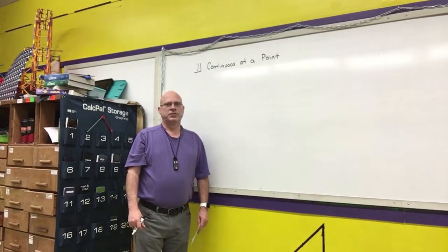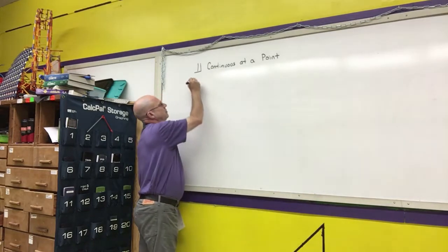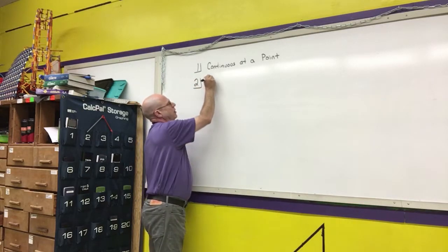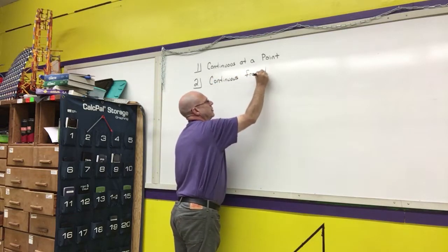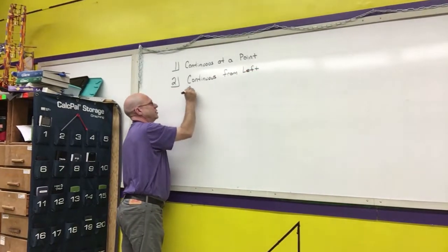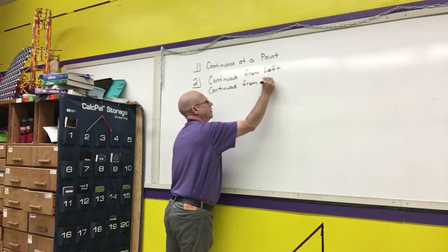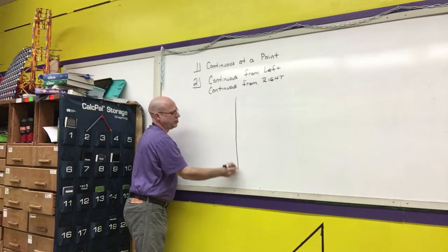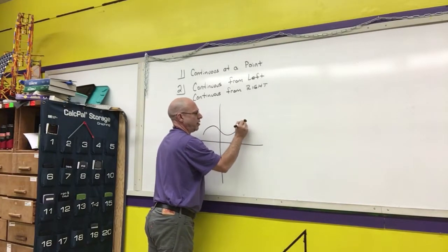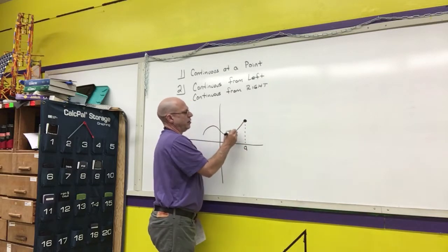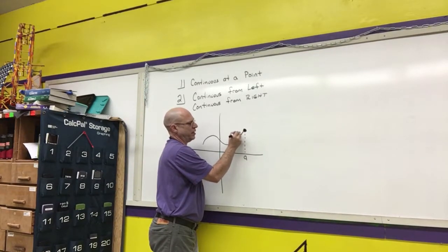Continuing our discussions in section 2.6 on continuity, we've already discussed what makes a graph continuous at a point. The next types of continuity we want to discuss are continuous from the left and continuous from the right. In order for a function to be continuous from the left, I'm going to call this point A, the graph must be continuous all the way up to and including the point from the left.